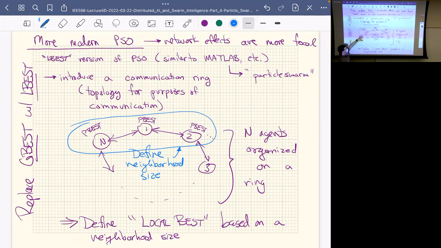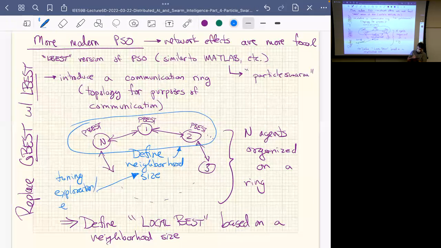If you make the neighborhood size the whole network, it just becomes normal particle swarm optimization. If you make the neighborhood size one, then you ignore how well everyone else is doing. So this parameter allows for tuning exploration and exploitation, in a similar way that tournament selection has a parameter where you're having tournaments of two or tournaments of N. It's like saying, who are we paying attention to? Are we paying attention to how well everyone's doing, or only the few that are next to us? So that's the LBEST version.